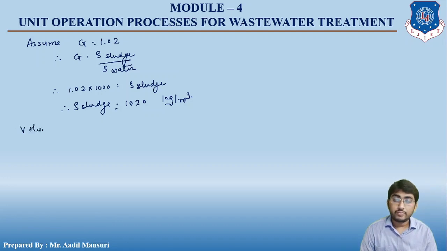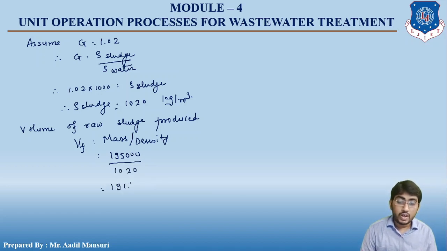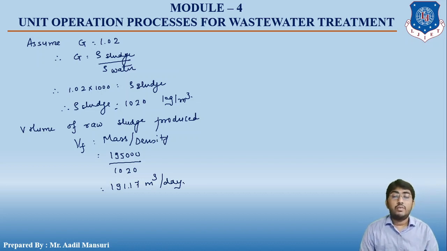Okay. Next thing that we have to find out is the volume of raw sludge produced. So the volume of raw sludge produced, that is Vf, will be equal to mass by density, right? So this is 1,95,000 divided by 1020, that is equal to 191.17 meter cube per day, right? So this will be the volume of raw sludge that will be produced.